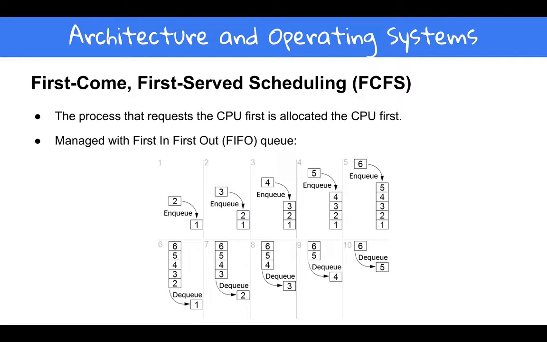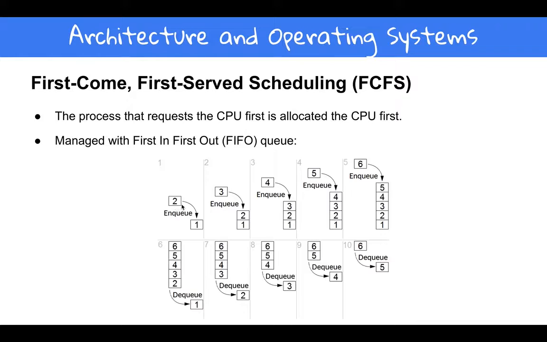First come, first serve, as you can understand from the name, the first process which comes will get the CPU time and be executed. So the process that requests the CPU first is allocated the CPU first. It works based on FIFO, first in, first out.